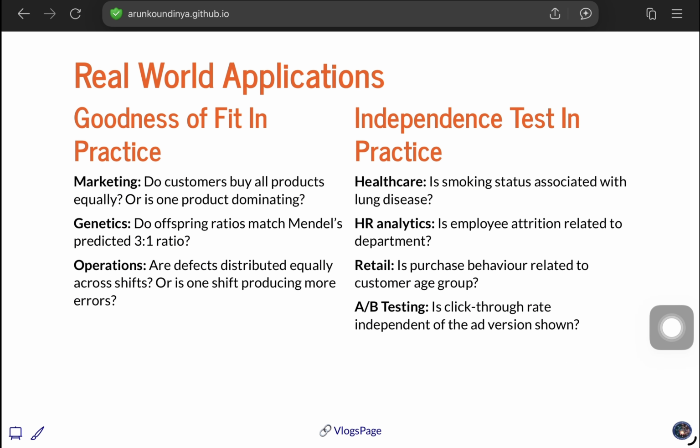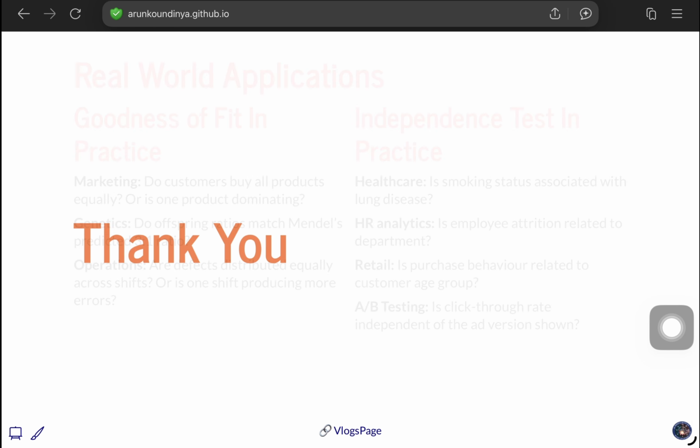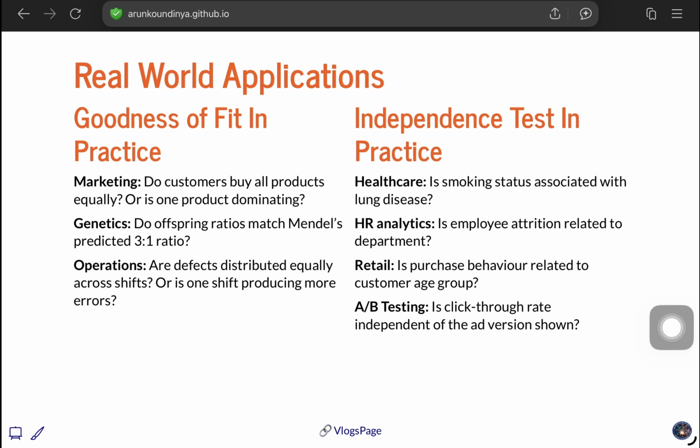Now let's see some quick real-world applications before closing this episode. In marketing, do all customers buy all the products equally, or is one product dominating? In genetics, do all offspring match Mendel's predicted ratio of 3:1 or not? In operations, are defects distributed equally across the shifts, or is one shift producing more errors?